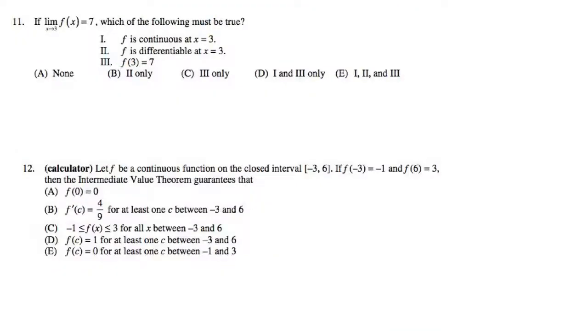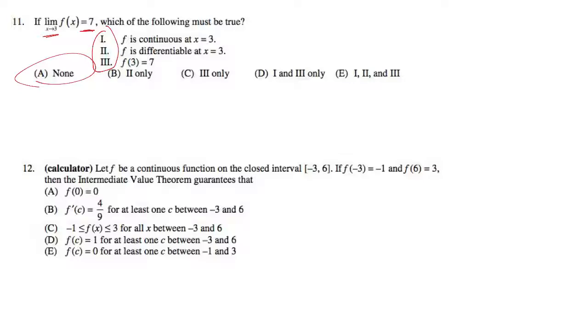Okay, so number 11 seems very similar to some of the previous problems. Again, we have a limit that equals 7. X is approaching 3. But again, we don't know any of those have to be true. So it's going to be A.